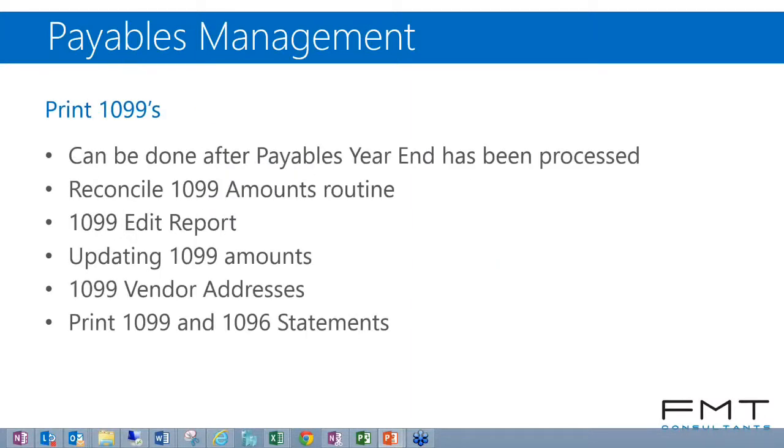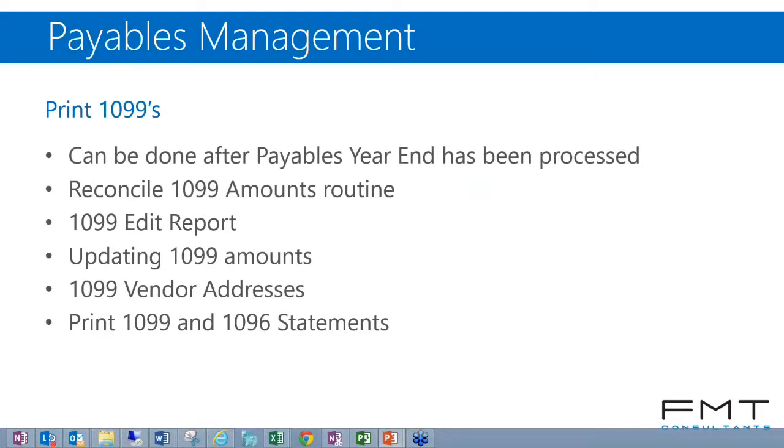Printing 1099s can be done after Payables year-end has been processed, and probably will be done, as it is unlikely that you're going to be ready, reconciled to do 1099s, but your last check would already be issued. There is a reconcile 1099 amounts routine. But let's talk about where the 1099 amounts come from. They come from the vendor cards, and it's a summarized amount by month.